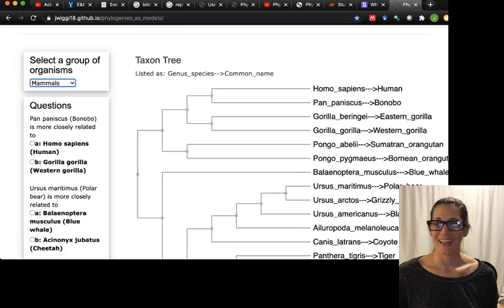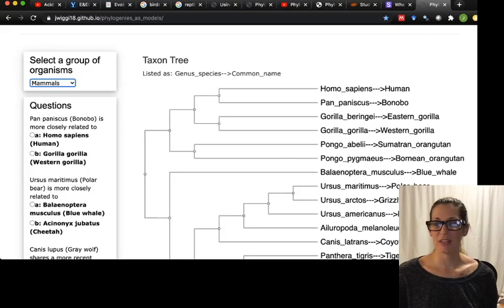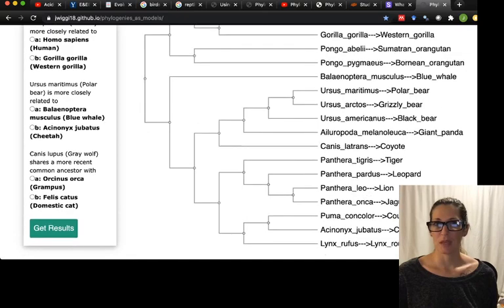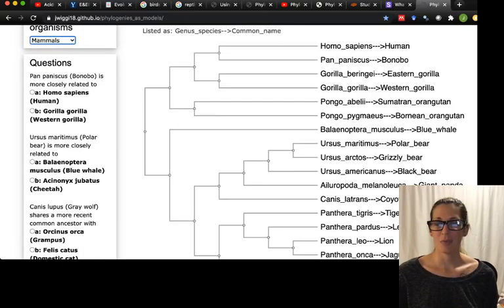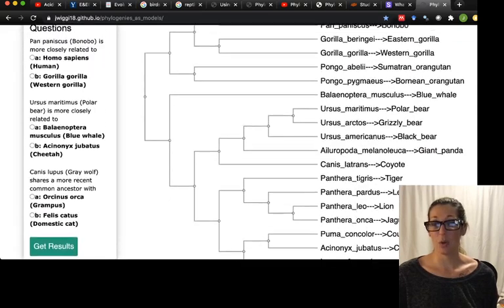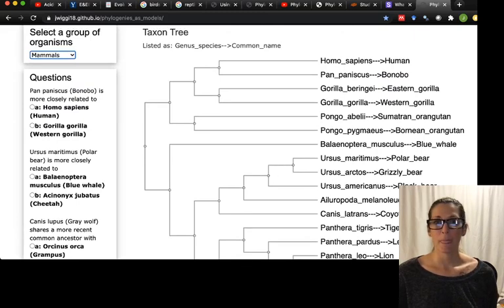There we go. And it will show you a phylogenetic tree of a selected group of mammals. Not all the mammals, obviously, because then you wouldn't be able to read the tree. But it's showing you some mammals. And you can see that there are multiple clades in this group, and that mammals as a whole is a monophyletic group. And then over here, these questions ask you, Pan paniscus is more closely related to... which of these 2 species?